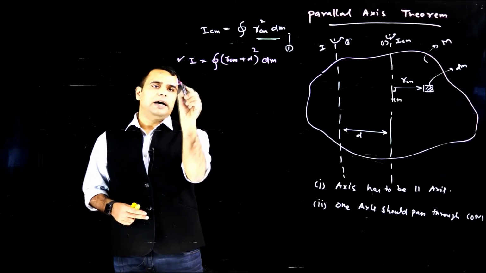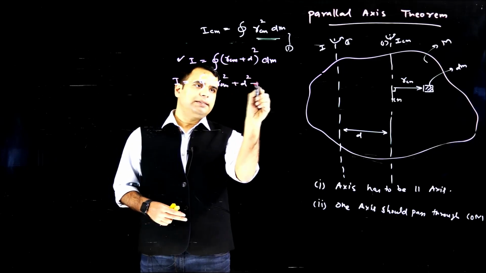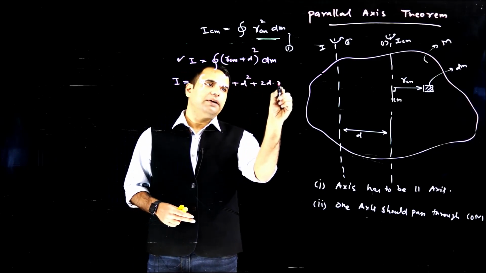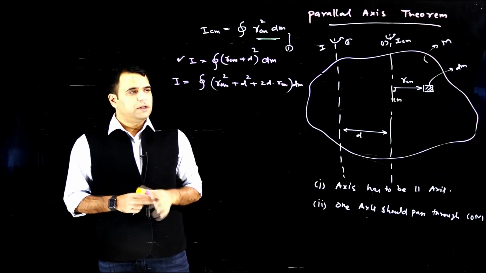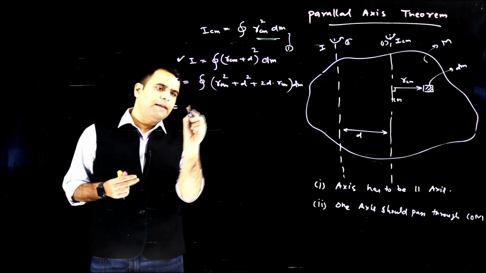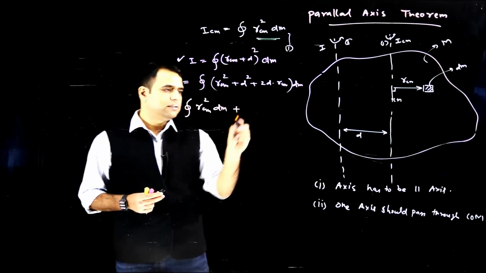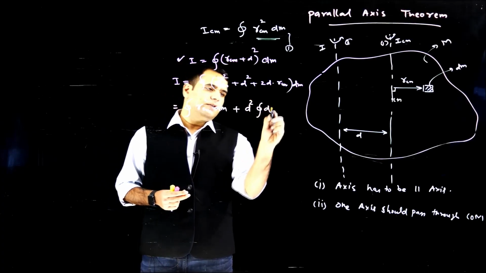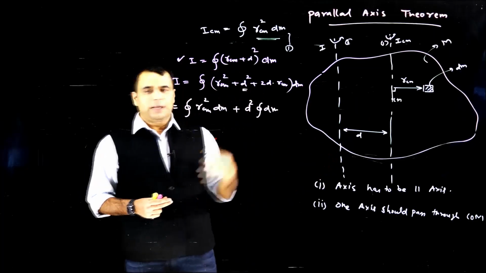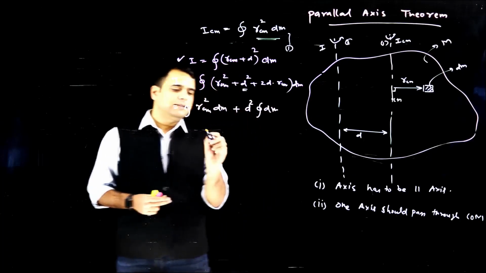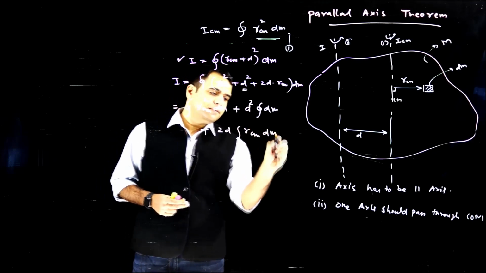Okay, now let's start with this one. So let's open it. I will be equal to, if I open this, R_CM squared plus d squared plus 2 times d multiplied with R_CM, dm. So let's separate this. It will be the integration of R_CM squared dm plus d squared integration of dm, because see this d squared, d is a constant. It's the distance between these two axes, so it does not depend upon the element, so we can take it out of the integration sign. Plus here also 2d integration of R_CM dm.